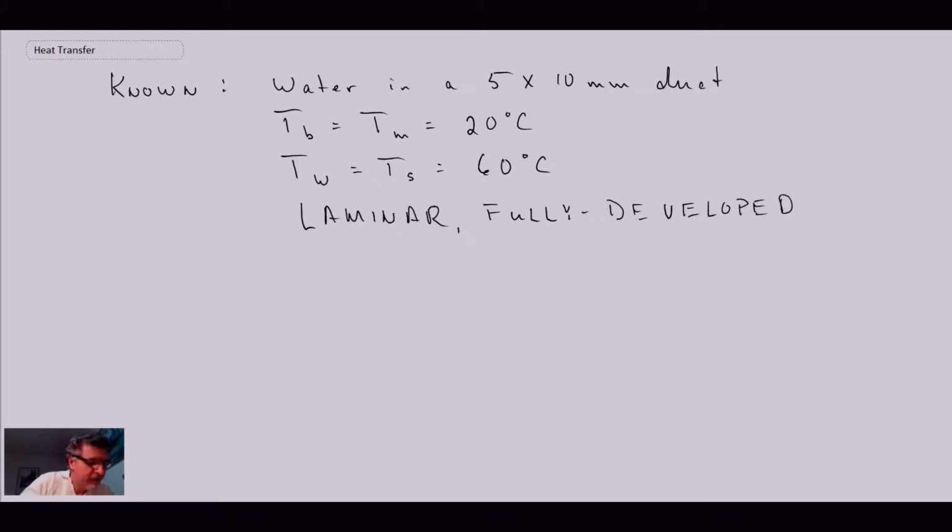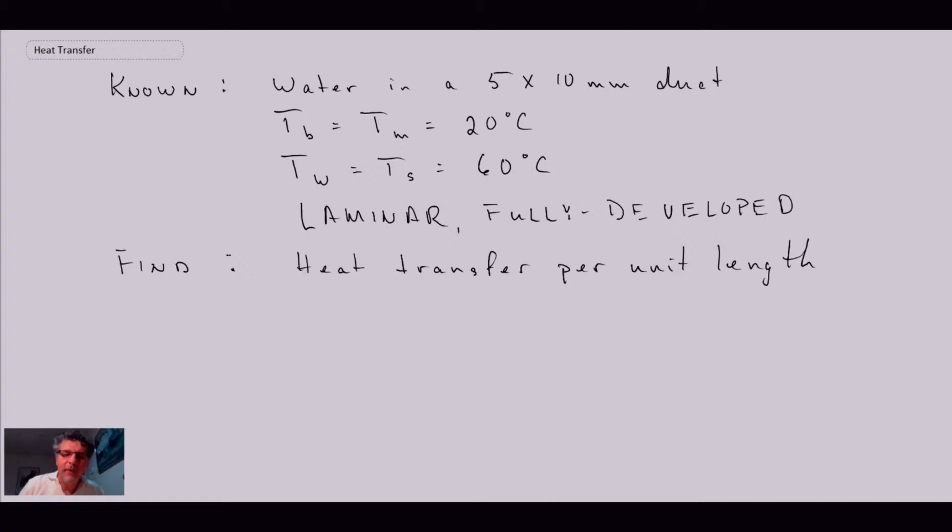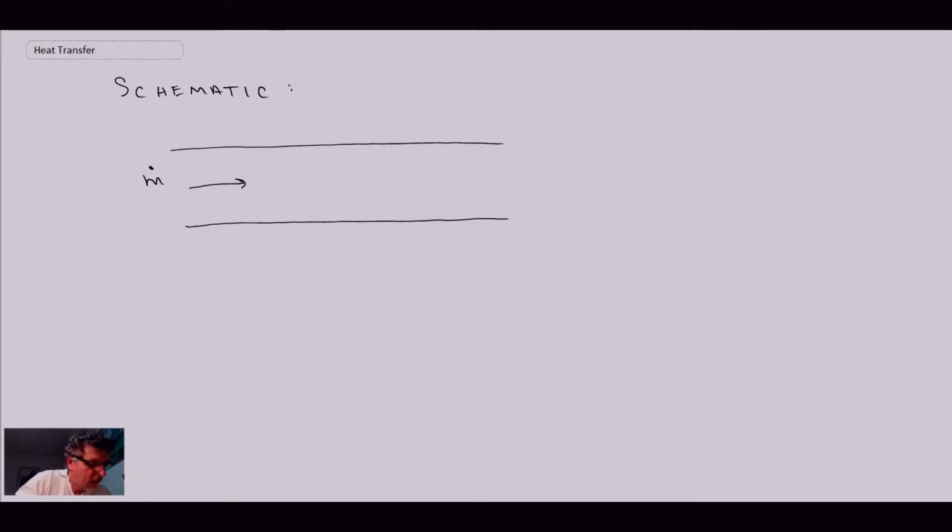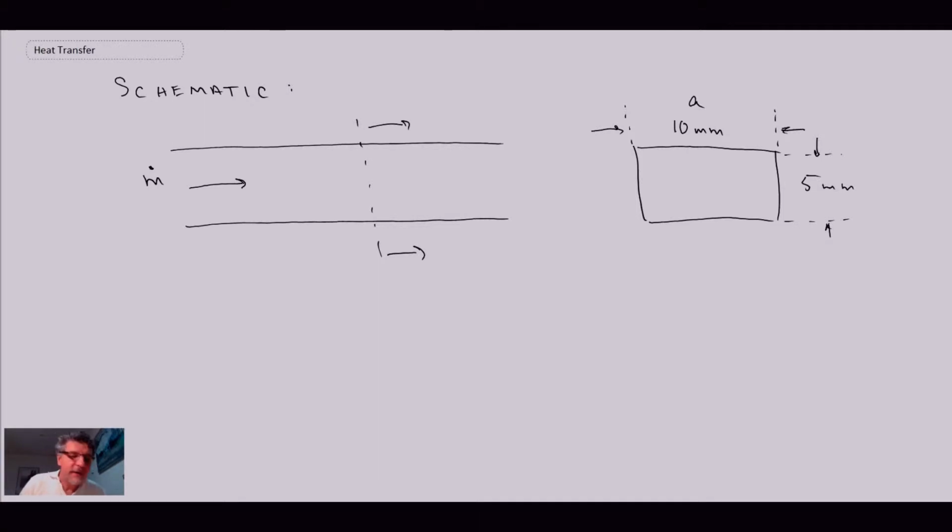So that is the information that we know, and what we're trying to find. We're trying to find the heat transfer per unit length, and so I'm going to assume a length of 1 meter going through the solution. We'll begin by drawing a schematic. So there we have our duct, and then looking at a cross section of the duct, a rectangular cross section.